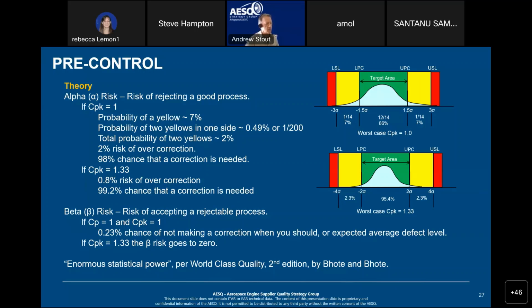According to Bothe in the book World Class Quality, they use the term enormous statistical power for the PreControl chart method. So that's a good book to read about it if you're interested in learning more. And they certainly highly recommend it, and there are other recommendations. Next slide, please.